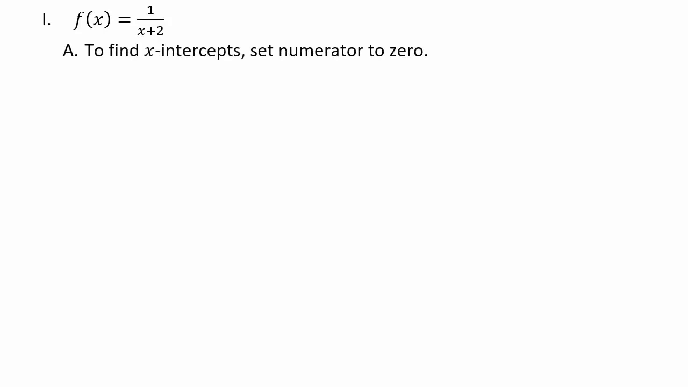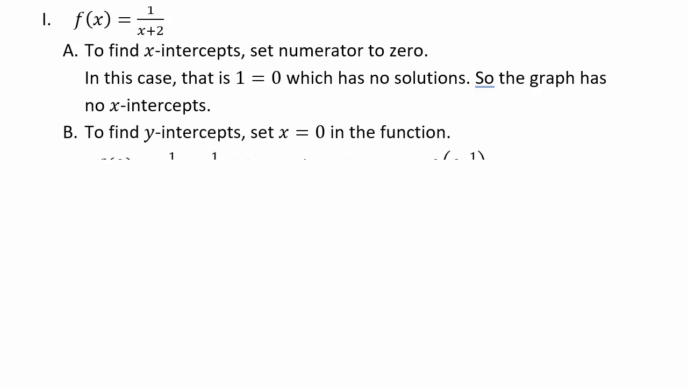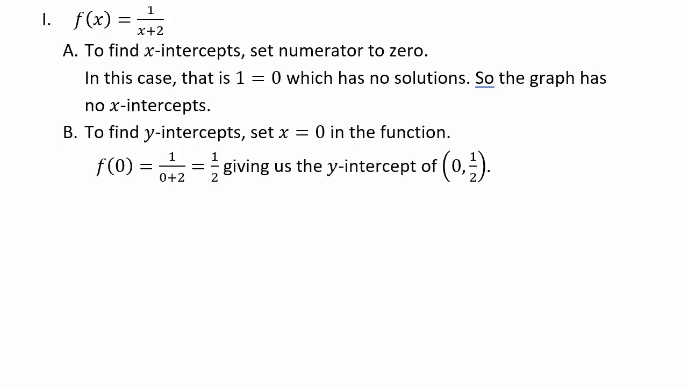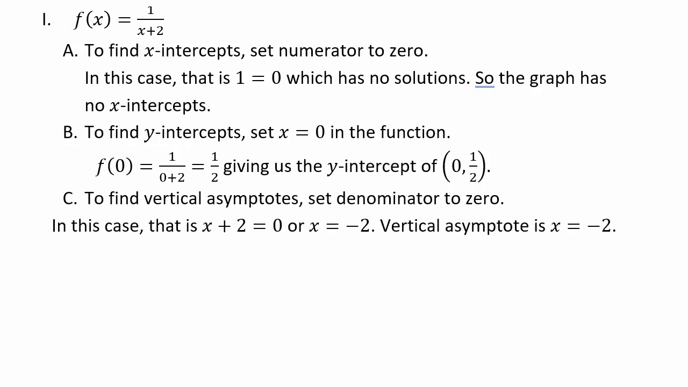Set the numerator to 0 when the function is written as a rational function, numerator over denominator. In this case, the numerator is a constant, so it's never 0, so it has no solutions, or no x-intercepts. To find y-intercepts, set x to 0, which gives us 1 over 0 plus 2, or 1/2. So (0, 1/2) is our y-intercept.